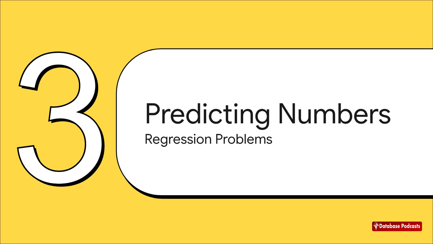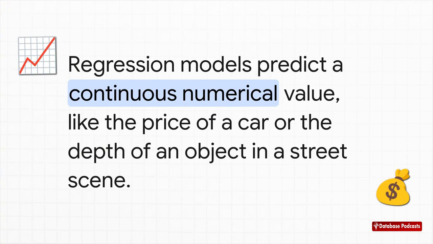In machine learning lingo, this is called a regression problem. Think of it this way. A regression model answers the question, how much or how many? It's trying to predict a very specific point on a spectrum. For instance, what's the exact price this house is going to sell for? Or what will the temperature be, down to the decimal point, tomorrow afternoon? The answer isn't a simple yes or no, it's a precise numerical value.